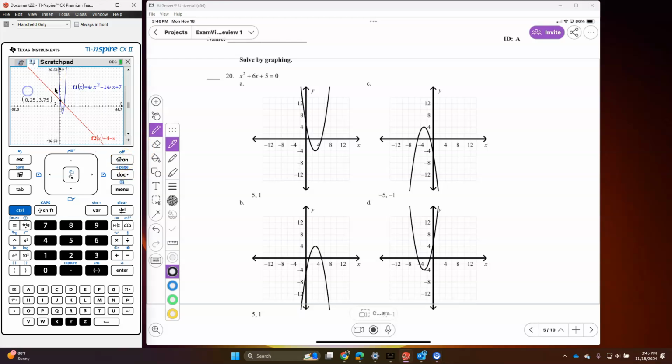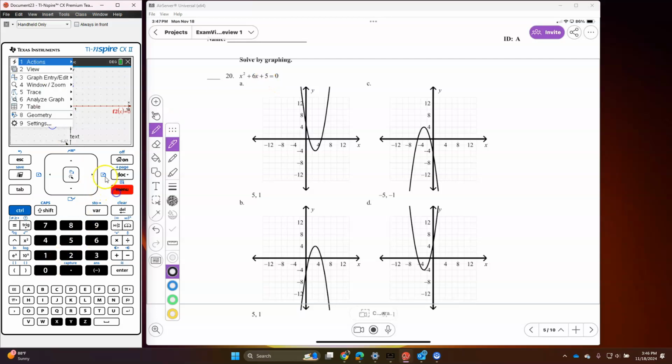Number 20, we're going to solve by graphing. So let me go to the graph here. I have x squared plus 6x plus 5, and then go to tab, and then you have 0. And the answer is where they both intersect. So you go to menu, analyze graph, intersection. The first one is negative 1, 0. In other words, x equals negative 1. And the next one is intersection. You have negative 5, 0, which means x equals negative 5. So it's not going to be A, C, B, so your answer is D.